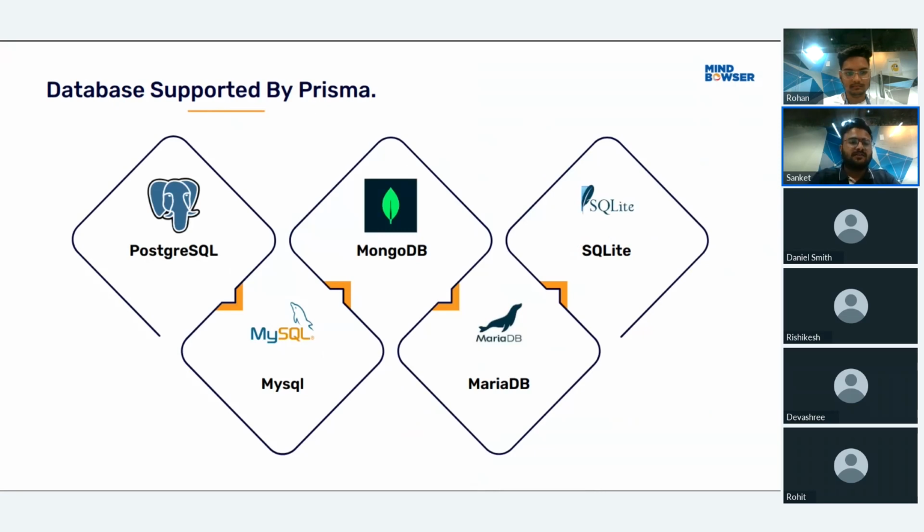These are the popular databases supported by Prisma: Postgres, MongoDB, MySQL, MariaDB, and SQLite. There are also some cloud databases supported by Prisma, which are mentioned in their docs.